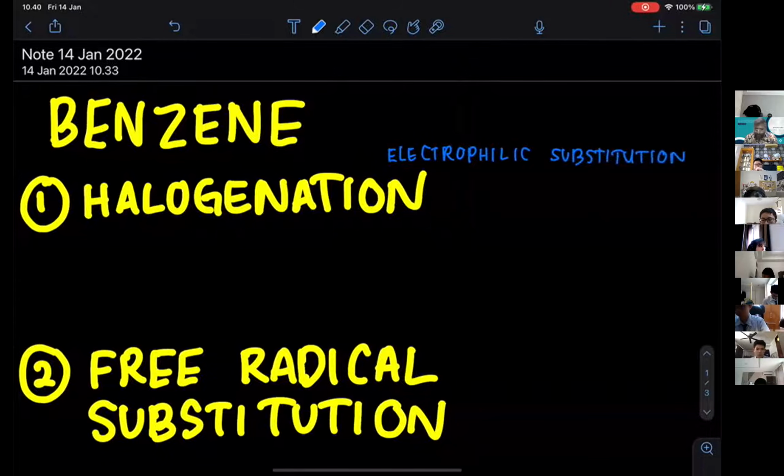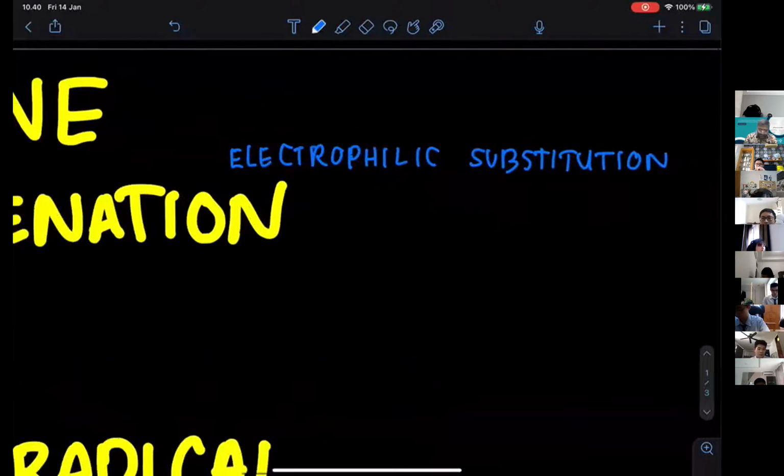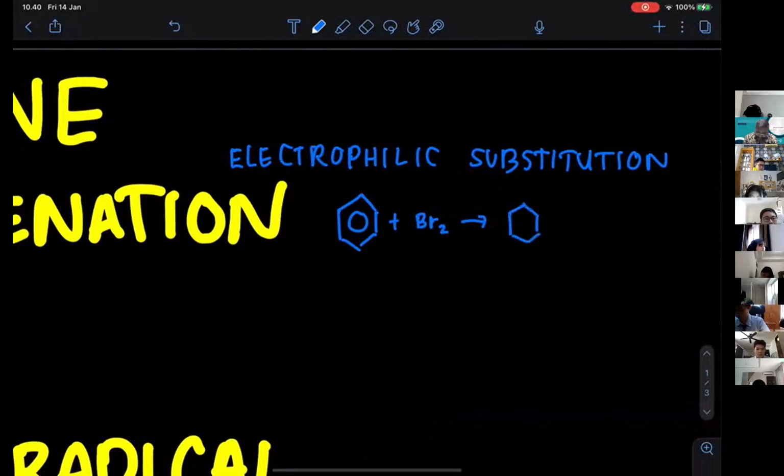If I want to represent the reaction, for example, if I have a benzene and I react it with Br2, the hydrogen is going to be substituted by the Br, and I am going to get HBr. This is the full equation. But you need to know how to write the mechanism of the reaction.